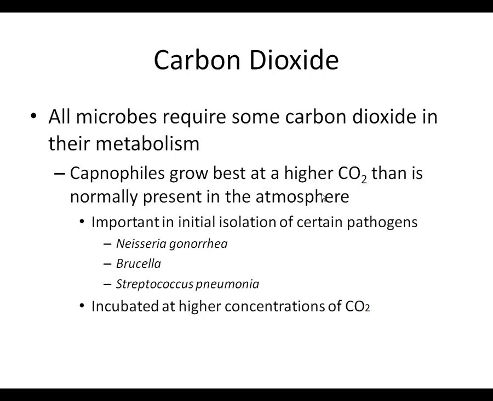If you're going to be isolating certain pathogens like Neisseria gonorrhoeae or Brucella or Streptococcus pneumoniae, these are all capnophiles, and they are going to need higher concentrations of carbon dioxide. They're also going to take generally a little bit longer to grow than your normal bacteria. When we use Streptococcus pneumoniae in lab, we generally have to start it a couple of days before we start the other stuff so that it has an opportunity to grow.